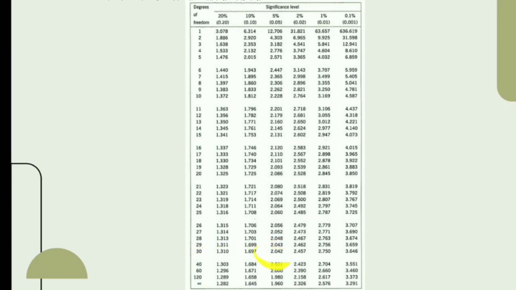So the answer is 2.042. And since our t-value is higher than the critical value, we're going to reject our null hypothesis. That means there is something statistically significant between these two samples.